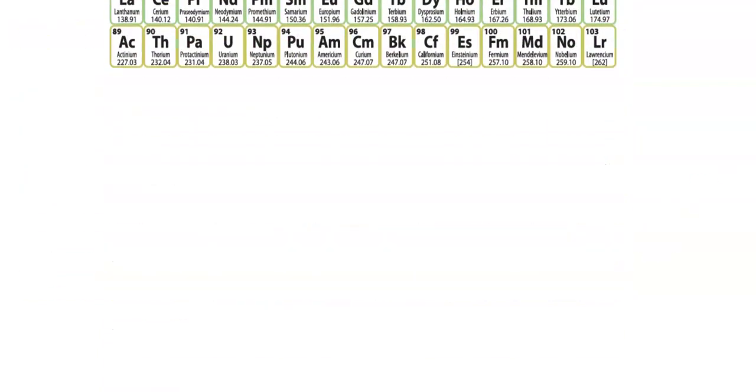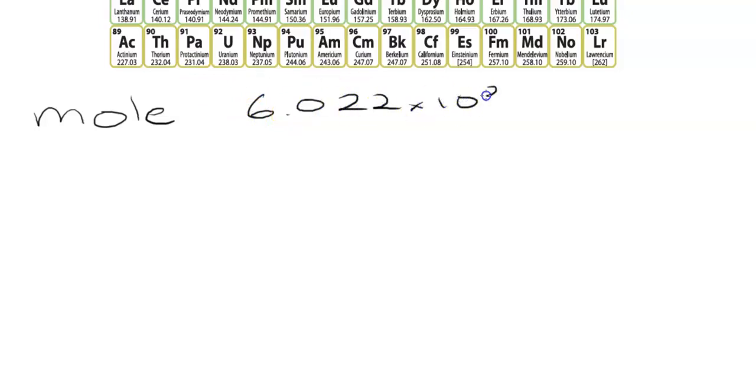So let's talk about the mole, M-O-L-E. Let's get my pen going. Here we go. So the mole, right? If you have a mole of something, that just means that you have 6.022 times 10 to the 23rd of that substance, which is a lot. If you had a mole of cars, you'd have 6.022 times 10 to the 23rd cars. If you had a mole of pencils, you'd have 6.022 times 10 to the 23rd pencils.